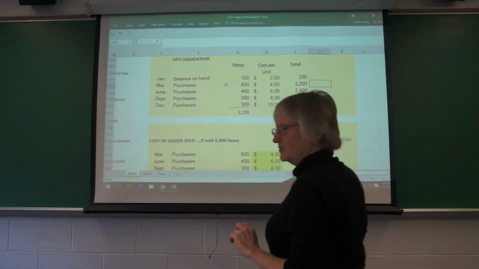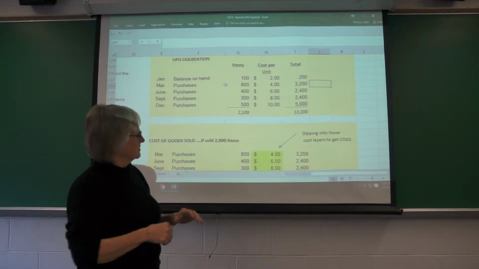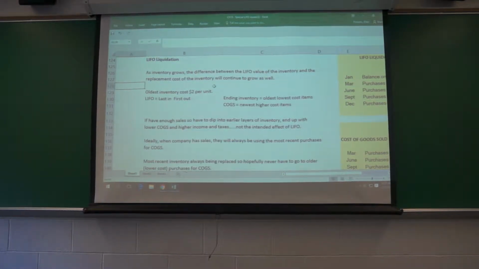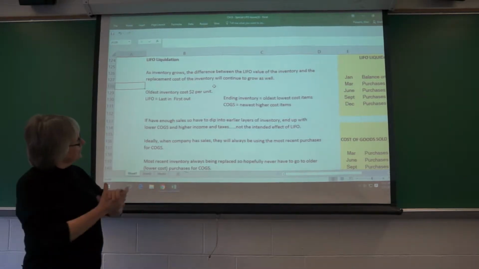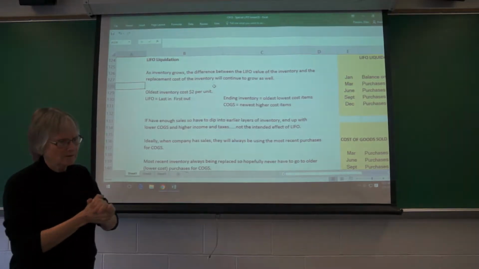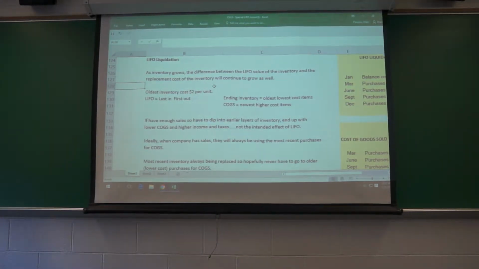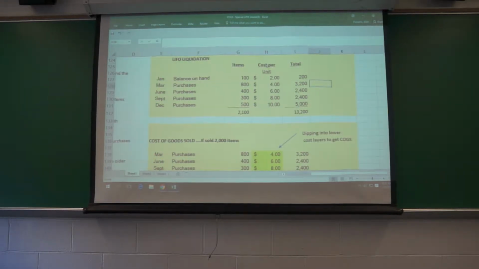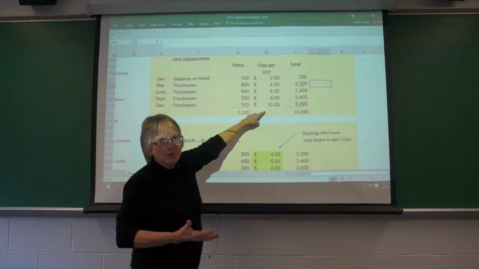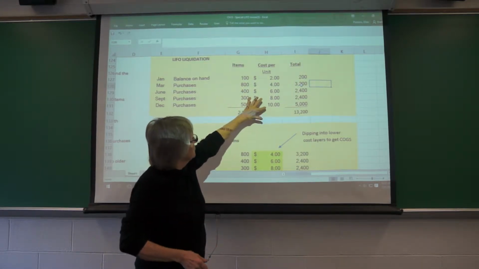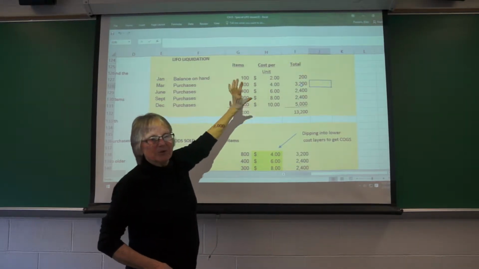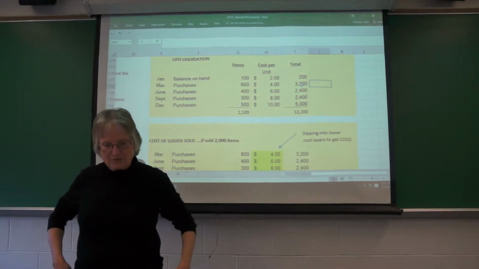Okay, so continuing with the LIFO issues, the next thing is LIFO liquidation. As the inventory grows, the difference between the LIFO value of the inventory and the replacement cost of the inventory will continue to grow as well. Okay, let's translate that. This book, you kind of have to translate everything. Your beginning inventory, you paid $2. As your inventory grows, chances are the prices you're paying for it are going to be increasing. So the difference between your replacement cost of the inventory and the inventory that you started out with is going to grow as well. Okay, so what's the significance of that?